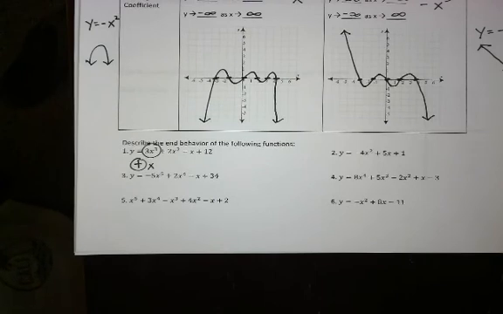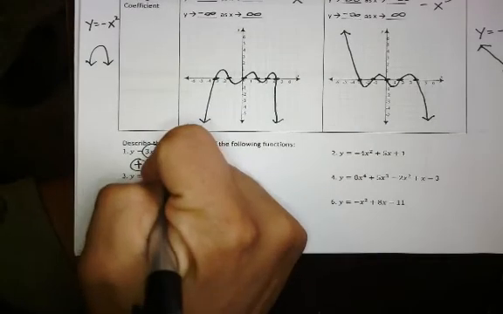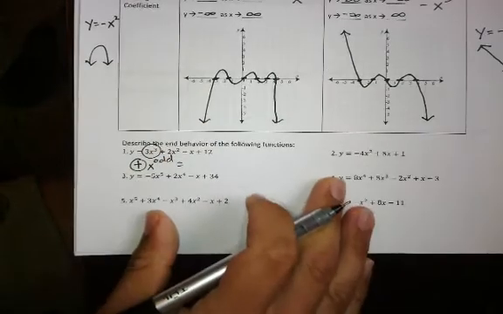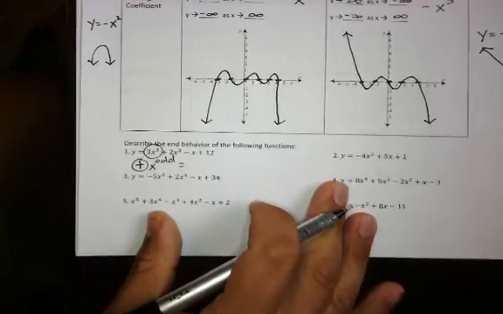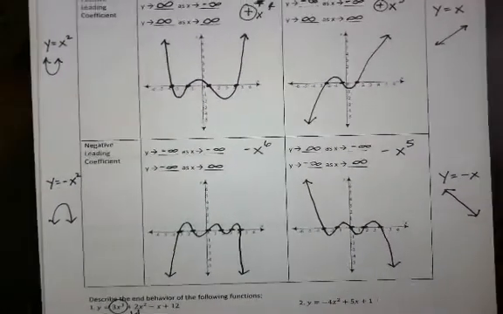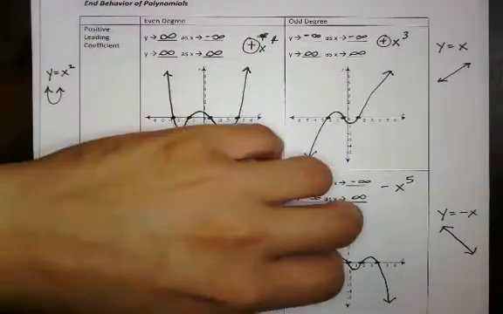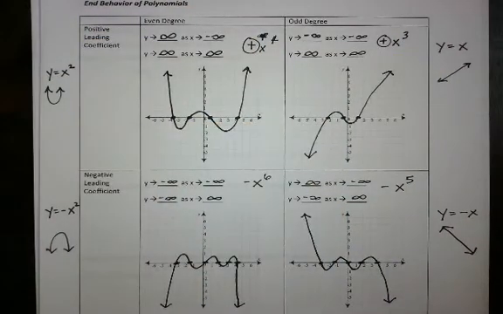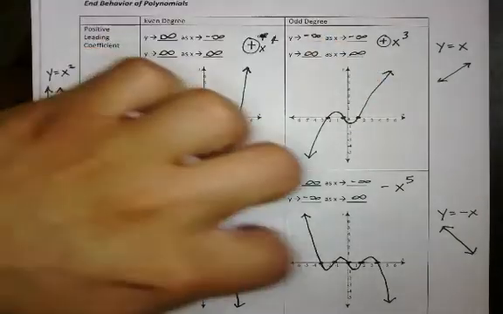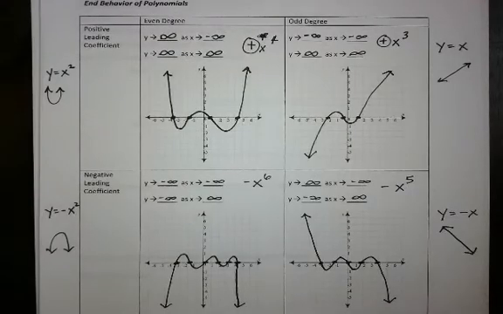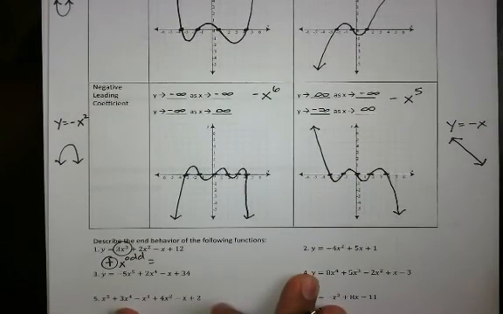Positive. And is our degree even or odd? Odd. So now we have to find positive odd. So in terms of our 4, it's going to be a positive odd. So is it going to be box 1, 2, 3, or 4?